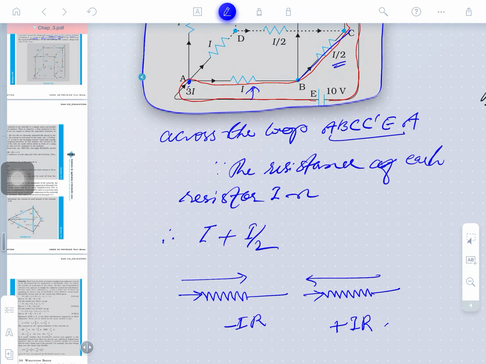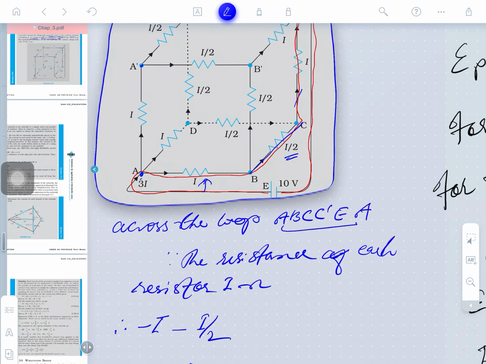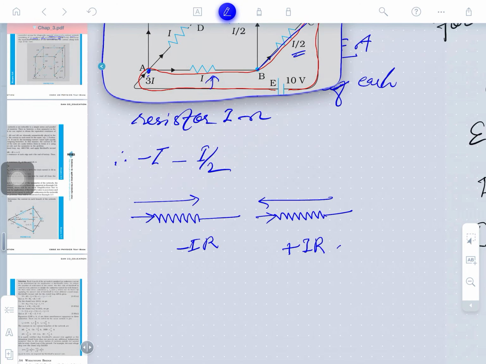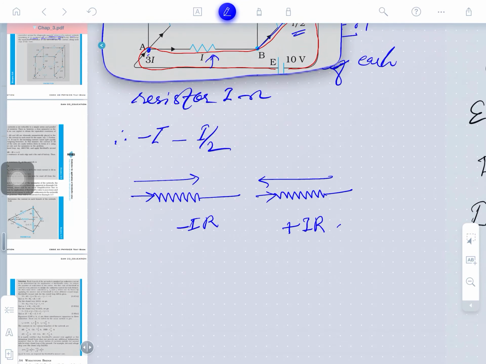So you are traveling in the direction of current, so here it will be negative, and here negative also. Again it's negative. You will travel from C to C dash in the same direction of current, so it is again I, in the direction of current.